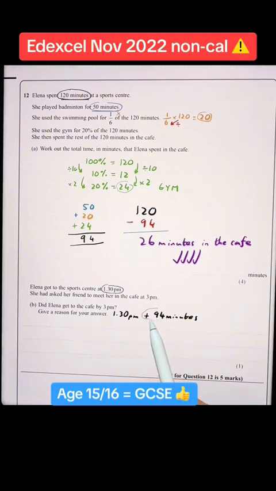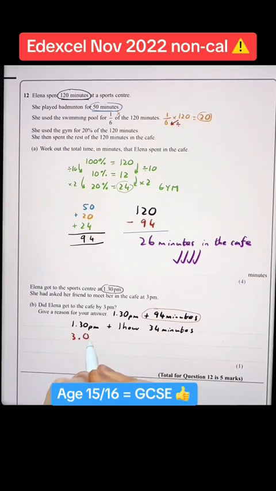We know that 94 minutes is the same as 1 hour and 34 minutes, as 1 hour is 60 minutes. Therefore, 1:30 p.m. plus 1 hour and 34 minutes means that Eleanor would get to the cafe at 3:04 p.m. As she asked to meet her friend at 3 p.m., would she get to the cafe by 3 p.m.? In this case, no.